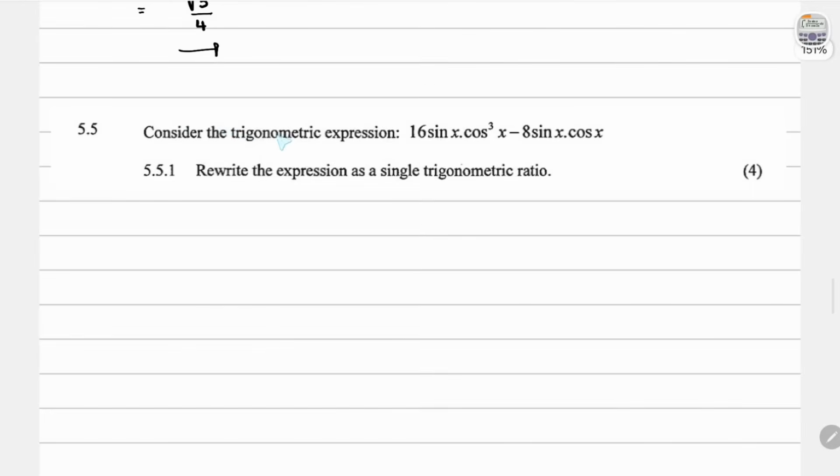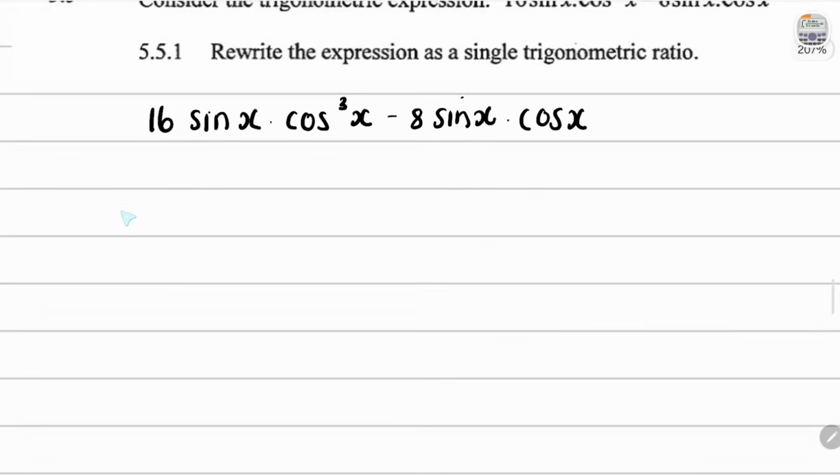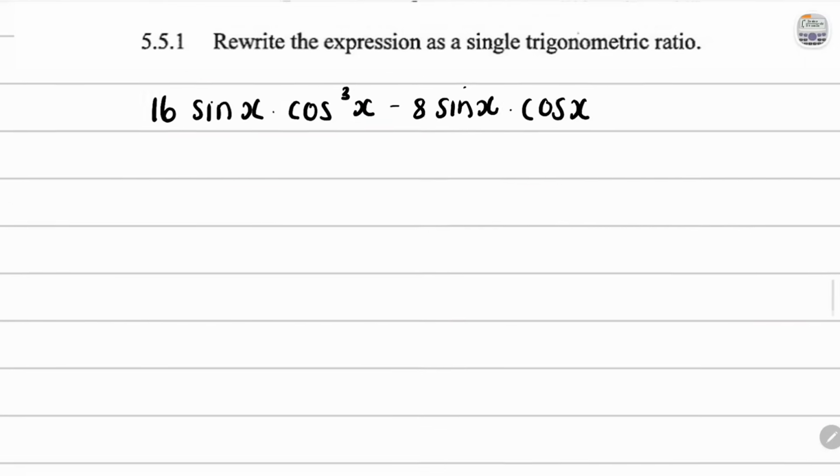Question 5.5 says, consider the trigonometric expression, and this is what we have. And they want us to rewrite the expression as a single trigonometric ratio. So this is equal to, do you notice that we have two terms? And in each term, we have common factors. So between 16 and 8, the common factor is 8. And then we have sine x in common and also cos x is common. So we can take out that common factor.